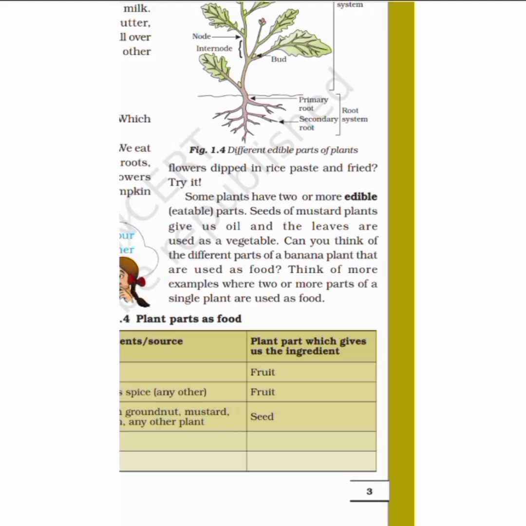And can you think of the different parts of a banana plant that are used as food? Yeah, of course, banana plant is the best example for this. We use different parts of it as food. Think of more examples where two or more parts of a single plant are used as food.